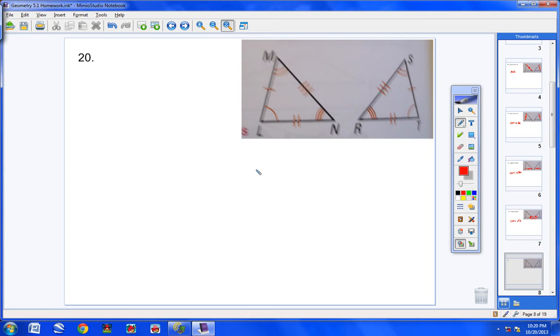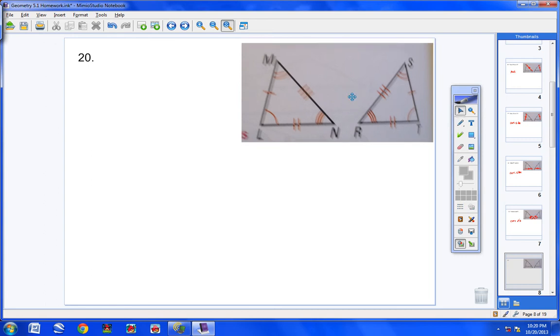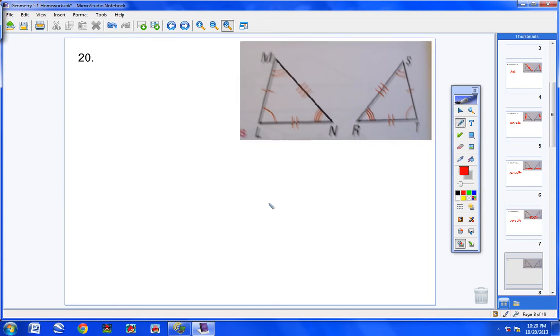Now let's go ahead and move on and take a look at number 20. The directions for number 20 say, determine which of the following is a correct congruent statement for the triangles in exercises 14 through 19, or in other words, these two triangles right here. Now, the first option they give us, option A, if you'll look in your book, you'll see it's triangle LNM congruent to RTS. Well, let's compare the angles.